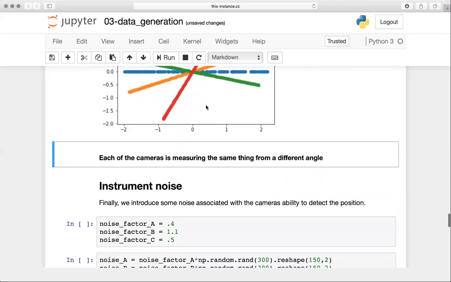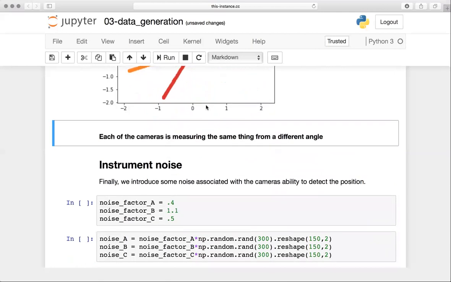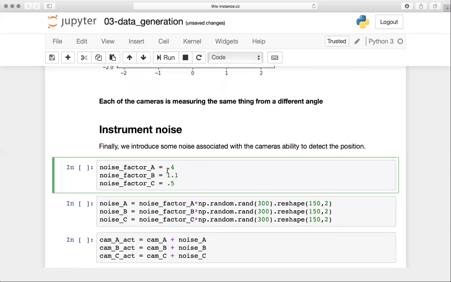Now there's one last kind of noise I'm going to introduce here. There was environmental noise that causes it to wobble. There was friction and air resistance and those sorts of things. But what if our cameras aren't perfect? So I'm going to introduce some noise associated with each camera. Not only that, the cameras could be imperfect in different ways. So maybe camera A is our best camera. It's got a 0.4 noise factor. But camera B is really bad. It's got a 1.1. And camera C is closer to camera A. So all of our cameras aren't even that good.